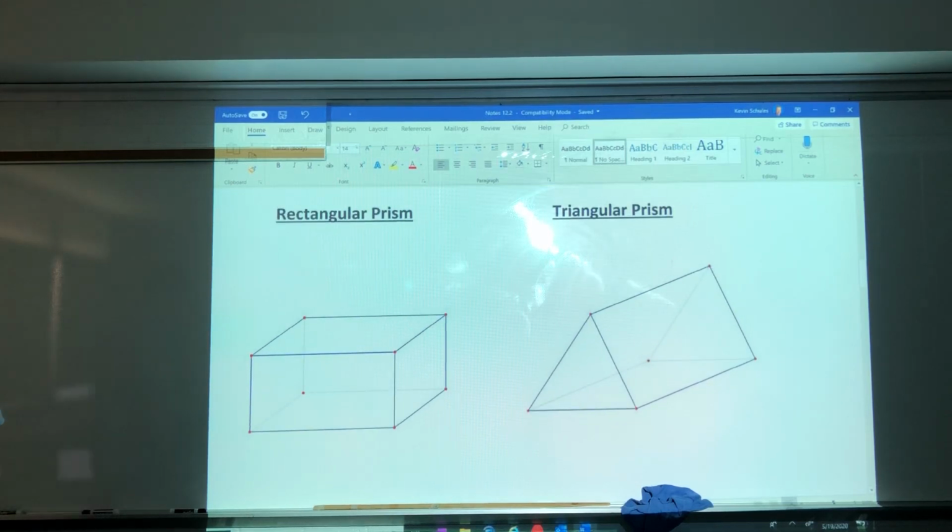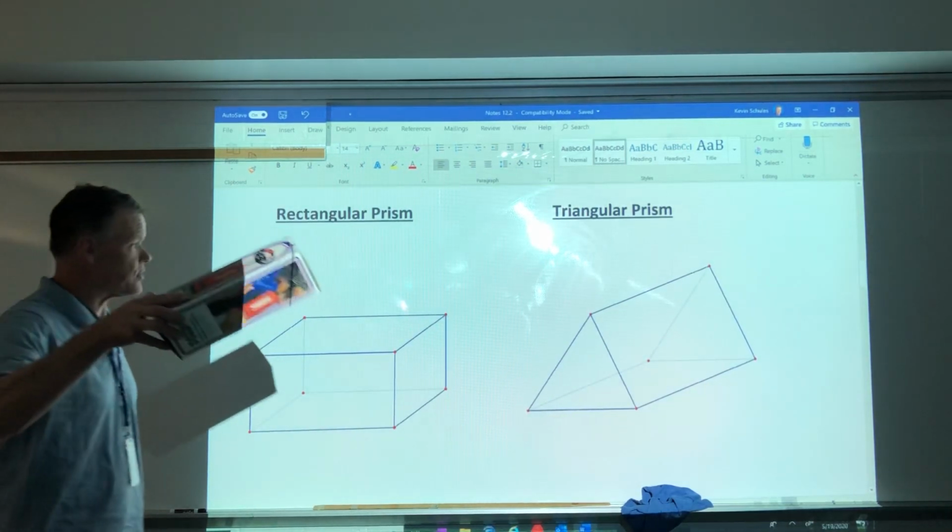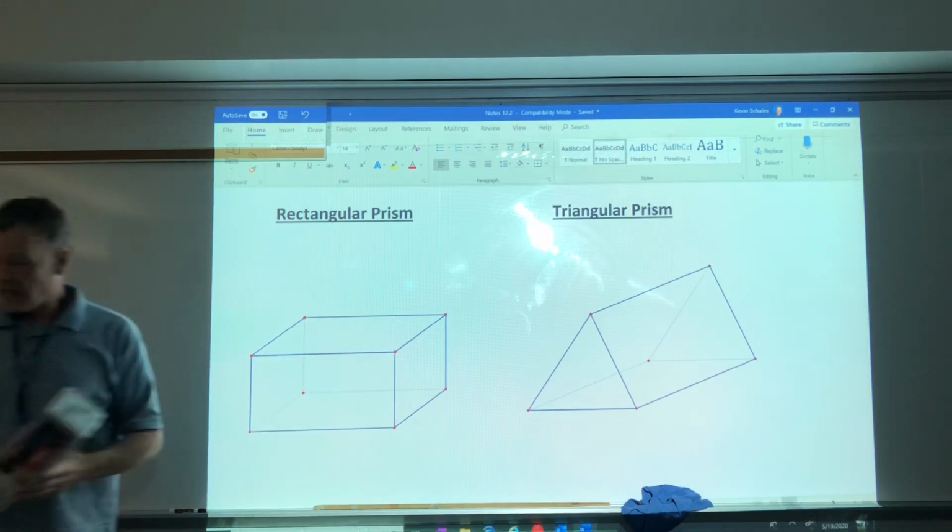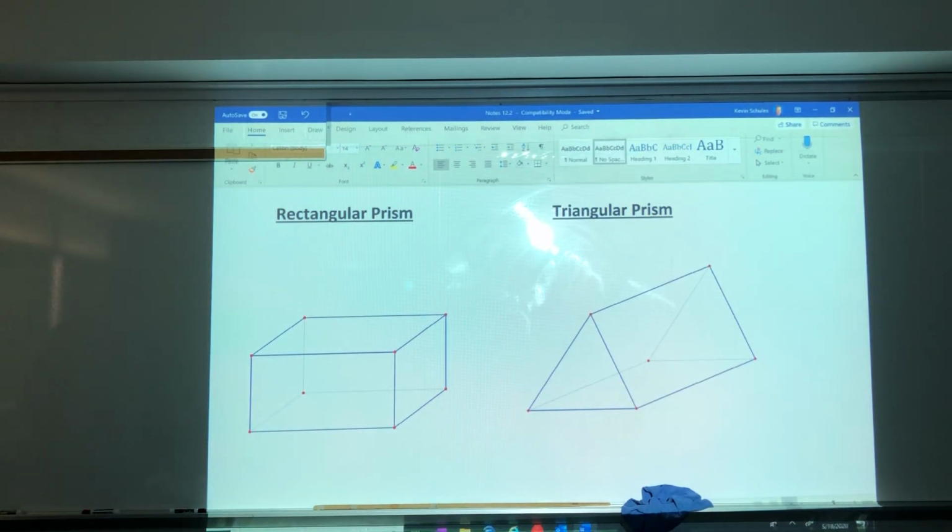There's your rectangular prism. That's basically just like what I showed you here with this box. And there you have the triangular prism.